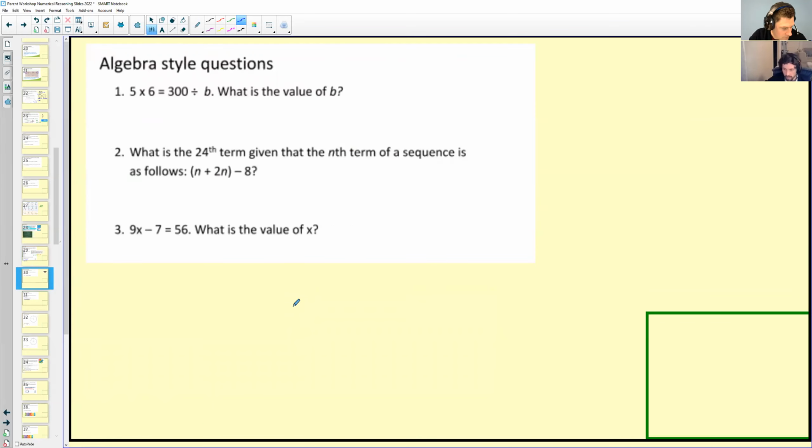So we have some algebra questions. I just want to run through a few of them, highlight a few of the things, a few of the methodologies really for tackling these questions.